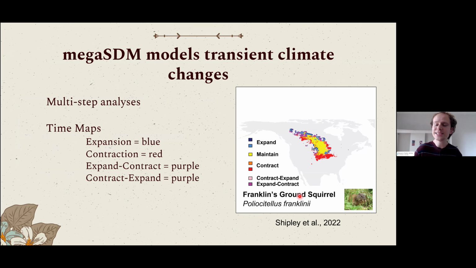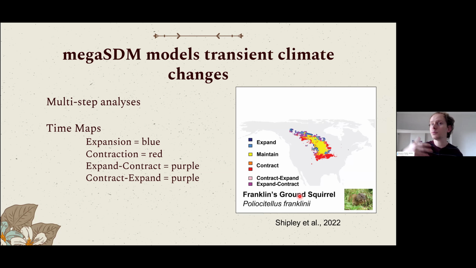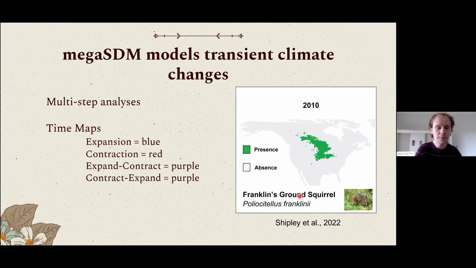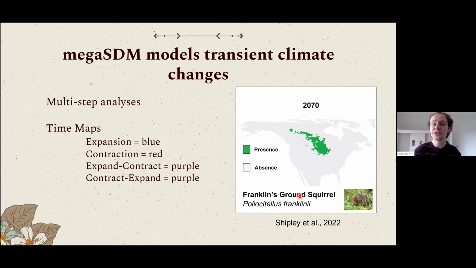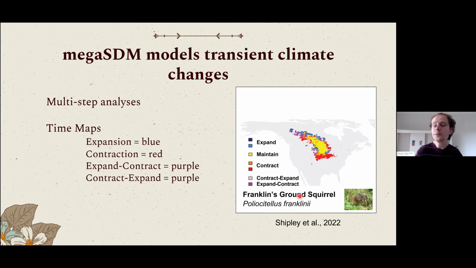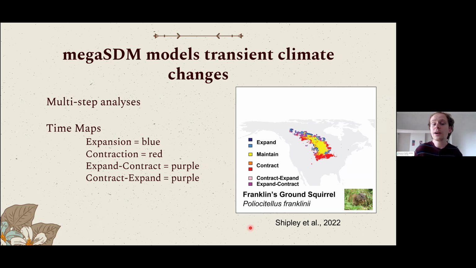Most species distribution model software today only use one or maybe two time steps, training your model on one time step and projecting it into the future or to the past. But with Mega SDM, you can put an arbitrary number of these time steps in and model them each sequentially. And ultimately, what this ends up outputting is what we call time maps, which show the piecewise expansion and contraction of species across the landscape.